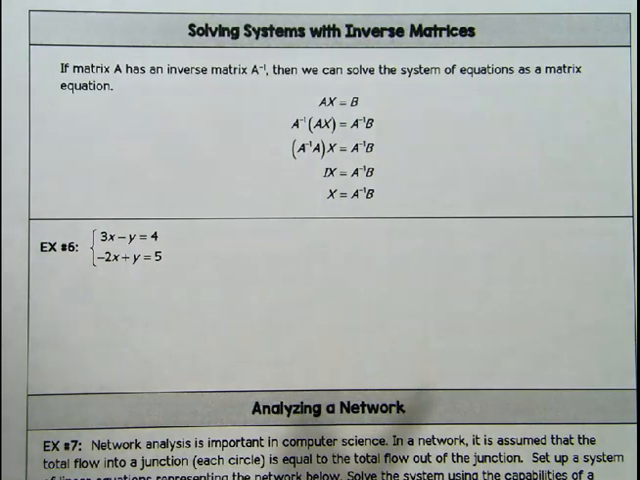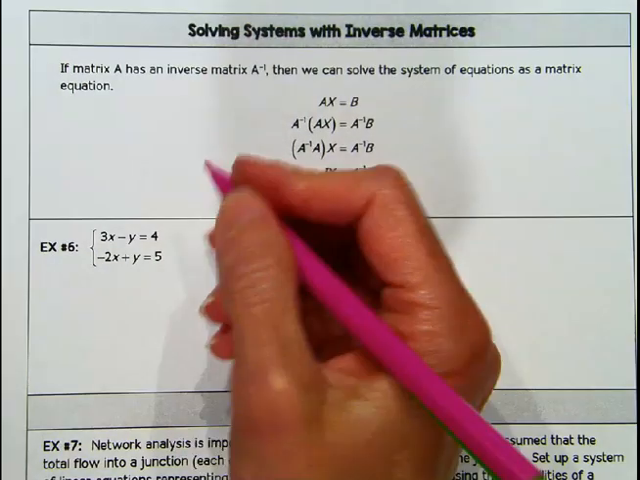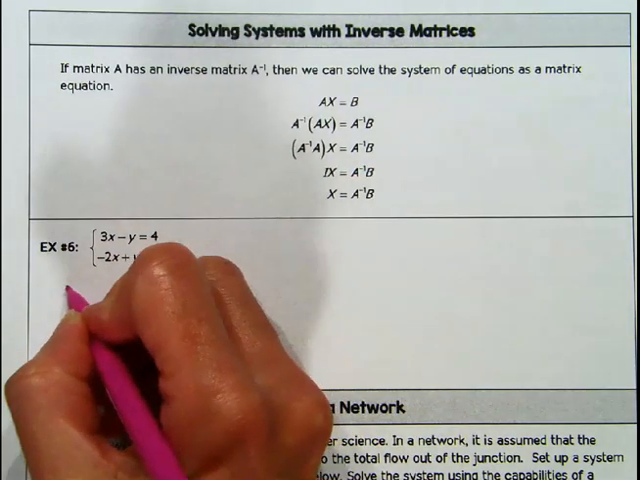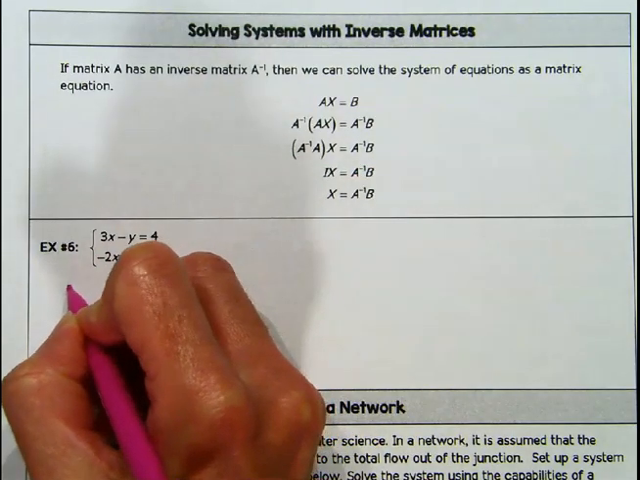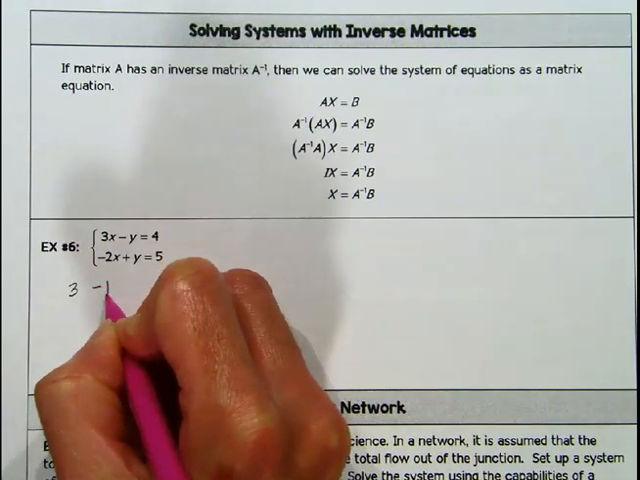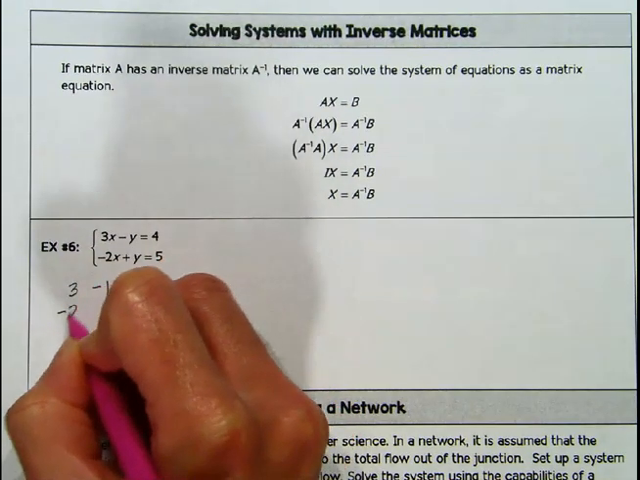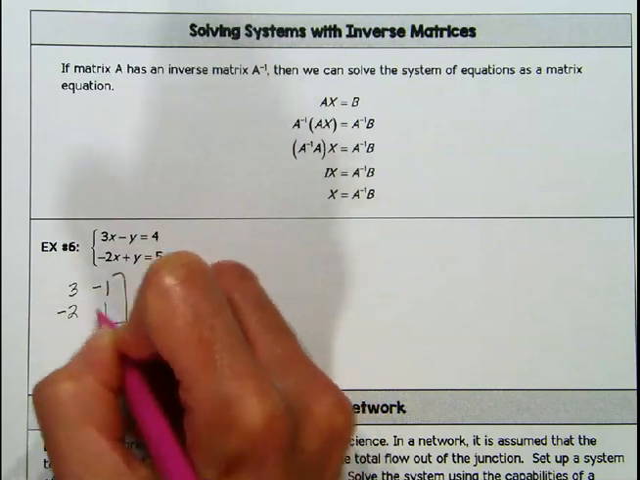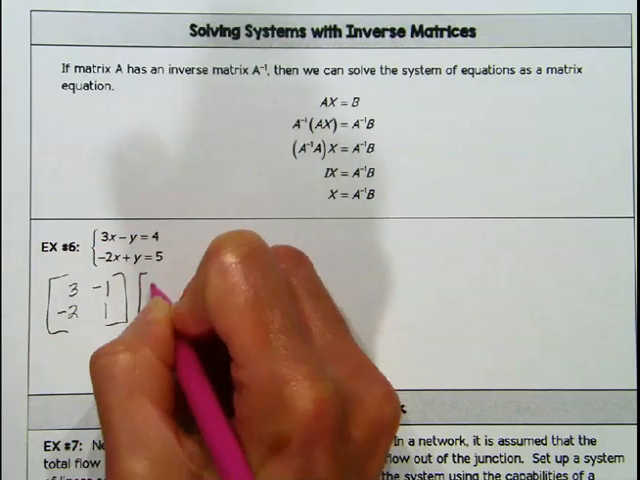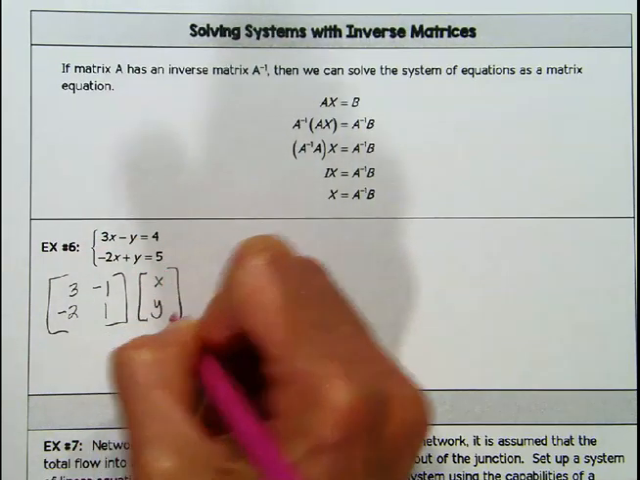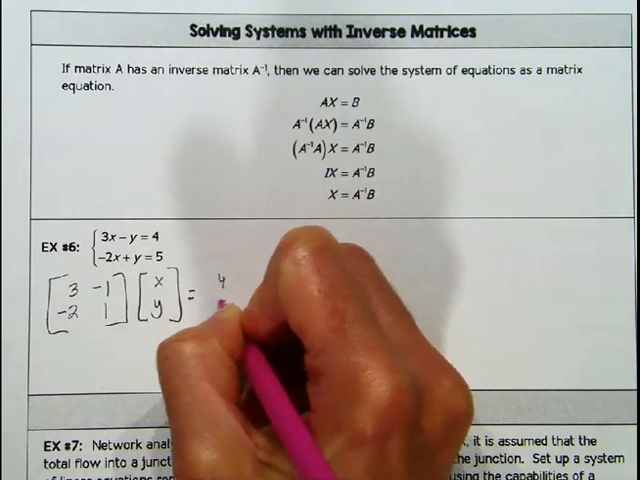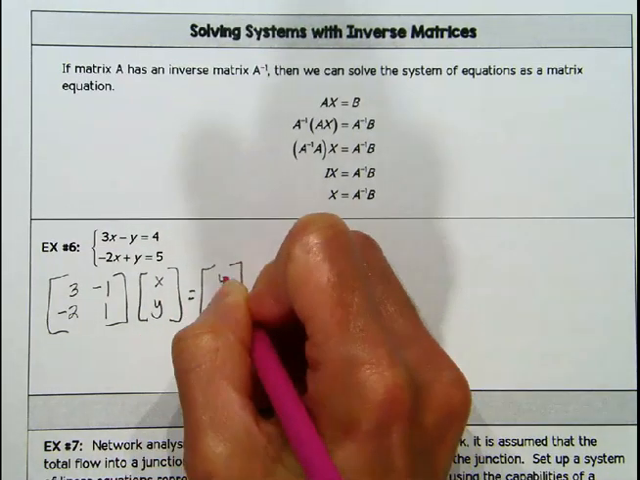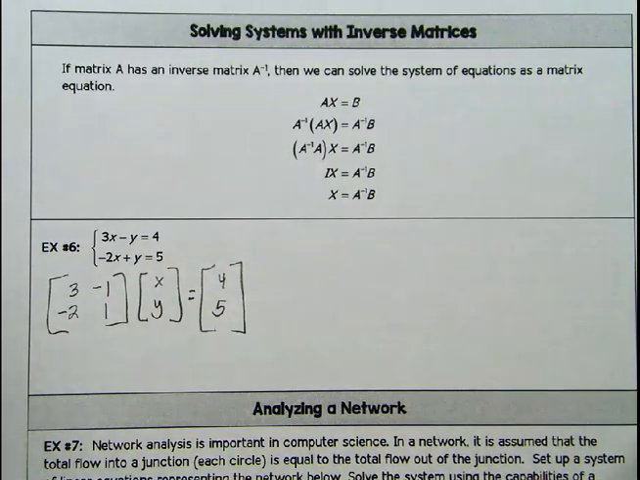Basically, you would have to find the inverse matrix first. Well, let me write it first. That's what we should do. We should write it in matrix form. This means 3, negative 1, negative 2, 1 times x and y would be equal to 4 and 5. Okay, so that's basically what this equation means.